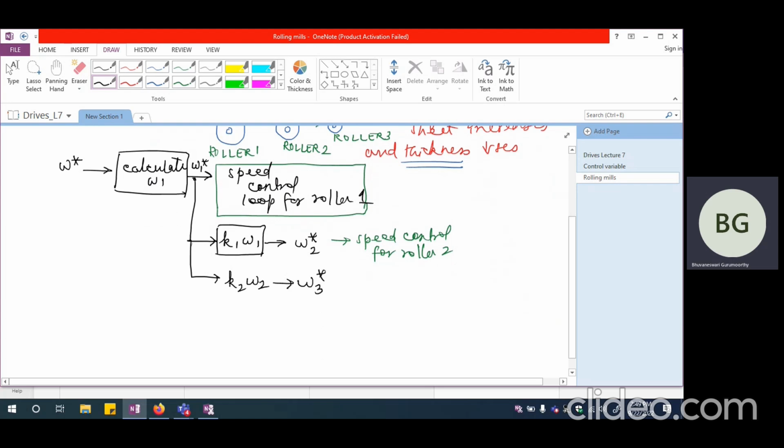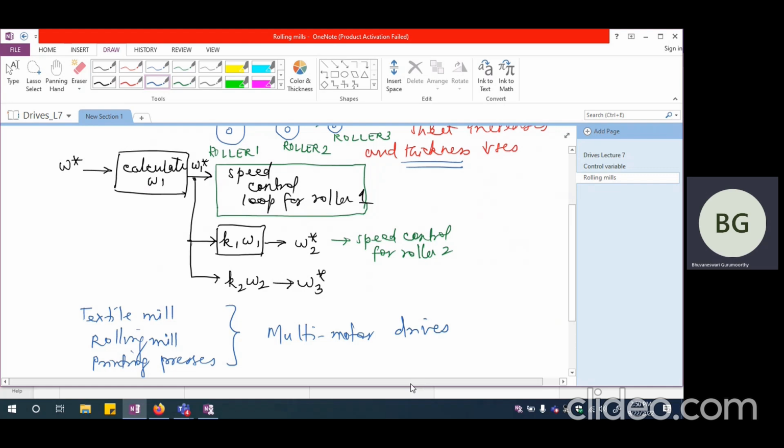All of them need to be fed ultimately to weave a cloth. So I will have, generally in textile mills as well as rolling mills and printing presses, I'm giving you some of the typical examples. In all these cases, multi-motor drives will be working, which have to have coordinated control of speed and torque so that the product that comes out ultimately will be properly manufactured rather than having any kind of shortcoming.